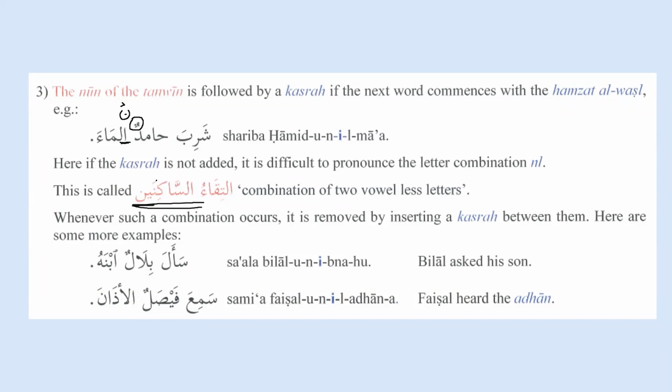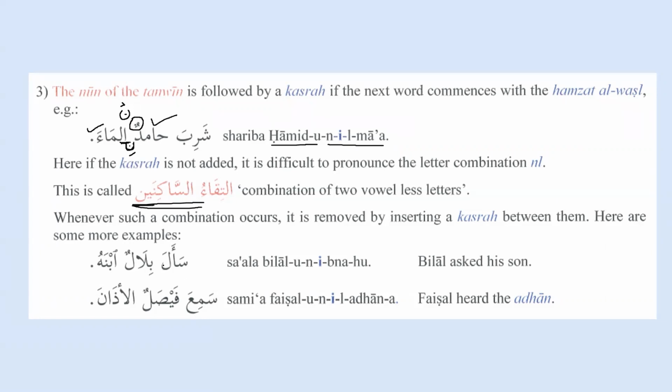So in order to read it, we will have to insert a small noon, and the noon will always be read with kasra. So it will be shariba hamidun nil-ma'a. As you can see over here, shariba hamidun nil-ma'a. So here you can see Hamid is the doer and al-ma'a is the receiver of the action, that is the object. But you will not hear any Arab saying like that, shariba bilalun nil-ma'a. That may not happen in modern standard Arabic. But in the Quran, we have to observe this rule.